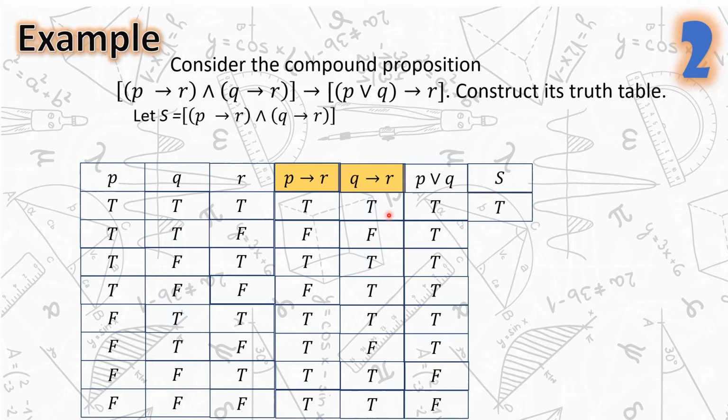So first row, this is true. Next, false. True. False, because both of them must be true. And then true. False. True.